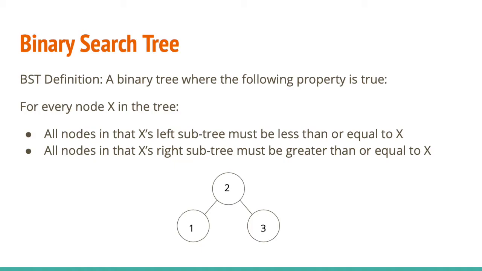Of course, this is just a very small example of a binary search tree. If this were to be expanded, any children nodes from 1 would have to be less than or equal to 2, and any children nodes from 3 would have to be greater than or equal to 2.